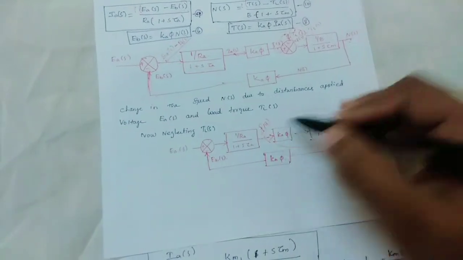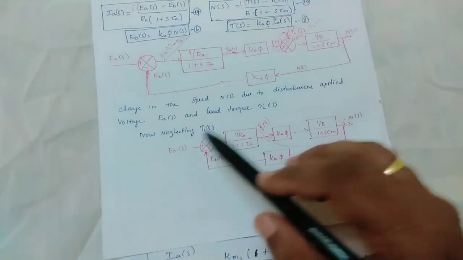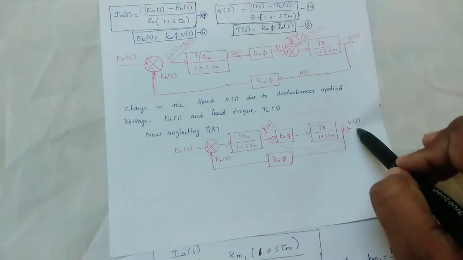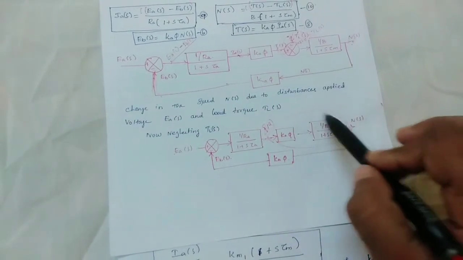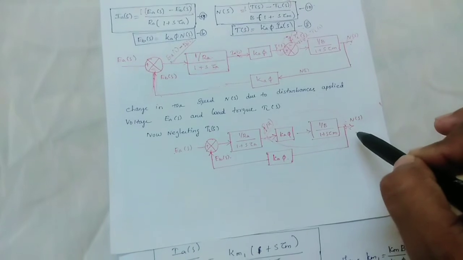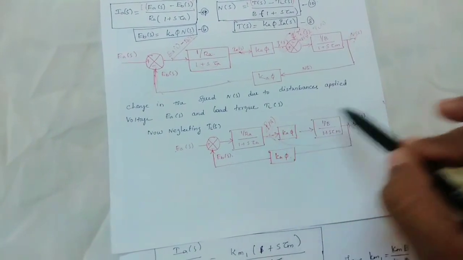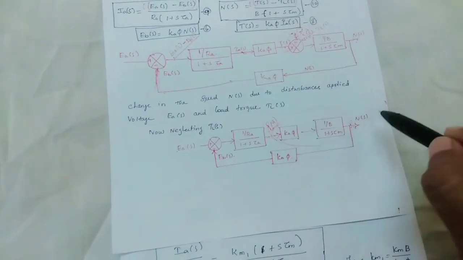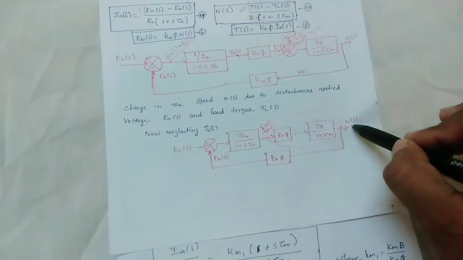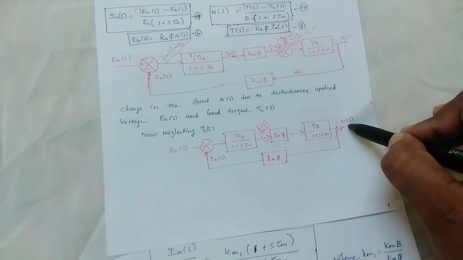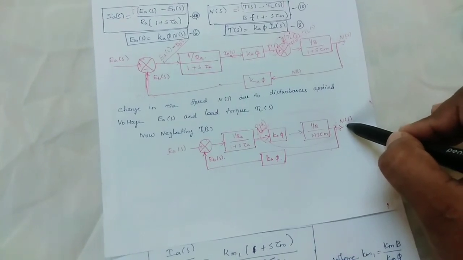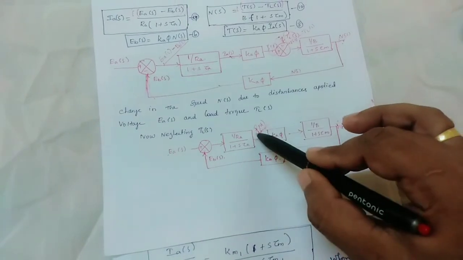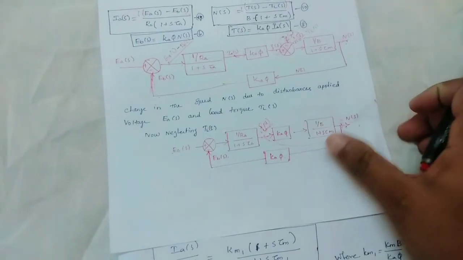Why are we taking this term? Earlier we considered the entire term for the transfer function. Now the speed is caused only by the armature current, so we take these two terms: this is given as input, and from the load we take the output. So the transfer function, output divided by input, considers these two terms.